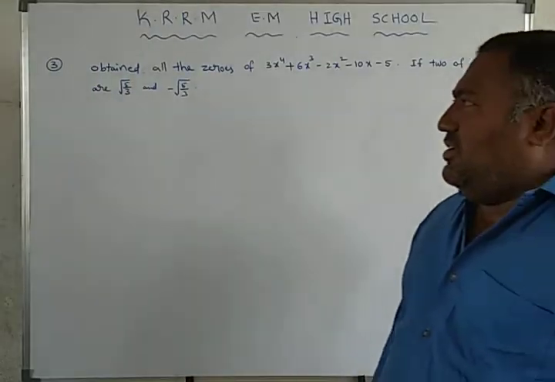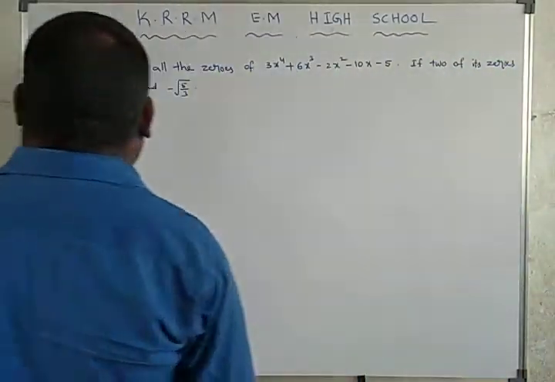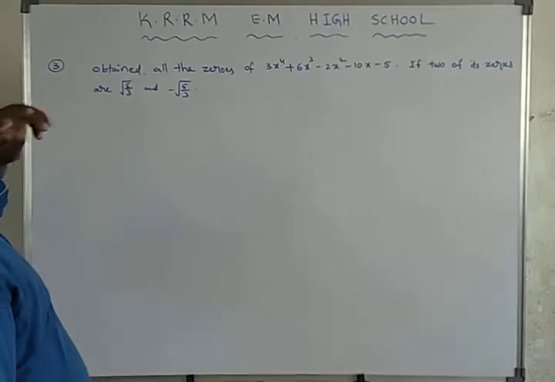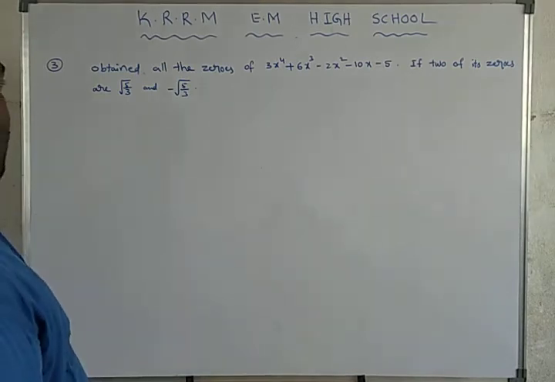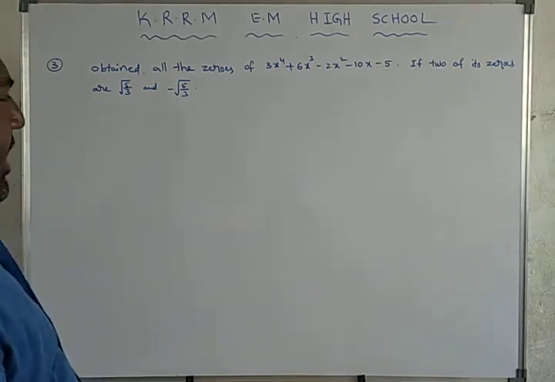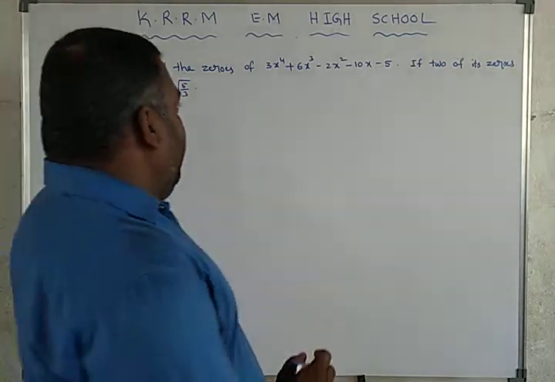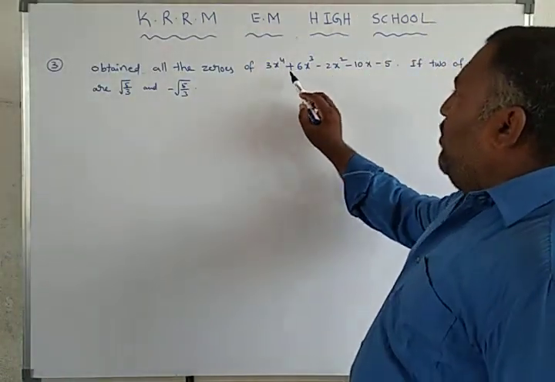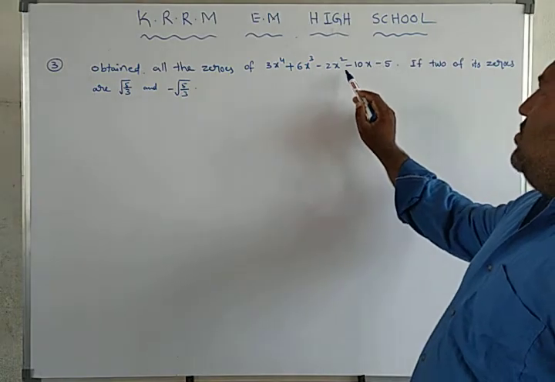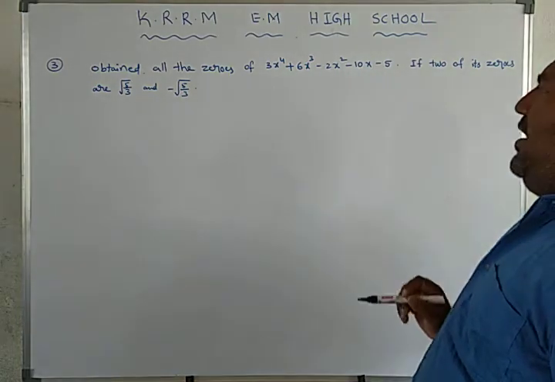Today, we are doing exercise 3.4 problems. In this exercise, we have to do the third problem. So, what is the third problem in this exercise? Obtain all the zeros of 3x^4 + 6x^3 - 2x^2 - 10x - 5.